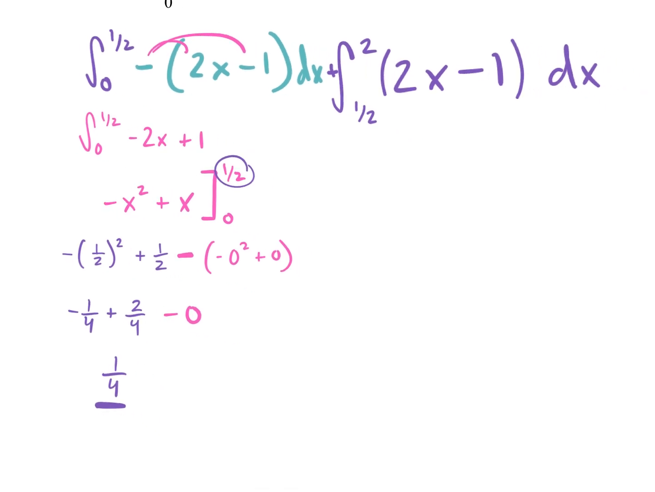Let's do the other half. We're taking our antiderivative of 2x minus 1 here. So our antiderivative of 2x would be just x squared minus x, from 1/2 to 2. What would I have to plug in first here? Plug in 2. So we have 2 squared minus 2, then minus, when we plug in 1/2, we have 1/2 squared minus 1/2.